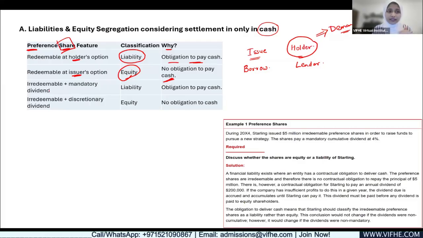Now, the third case: these are irredeemable shares, which means there is no obligation to pay them after a certain period of time at all. They are not redeemable. If they are irredeemable, then for us they definitely act like shares, so it should have been equity.